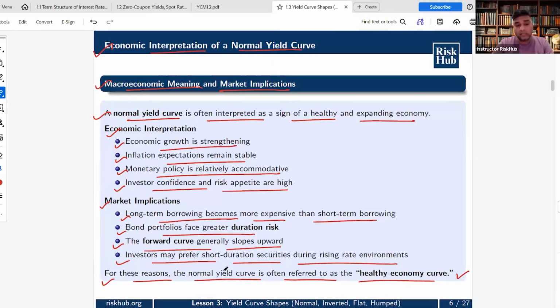So again, this is the loss exposure from holding long-duration bonds when yields rise. The forward curve is the curve of interest rates that applies to lending starting at a future date. Again, four macro readings of a normal curve are given here, along with market consequences, and a healthy economic curve is being discussed. The macro readings are growth strengthening, stable inflation expectations, accommodative policy, and high risk appetite. The market consequences are that long borrowing costs more than short borrowing, bond portfolios carry more duration risk, and the forward curve slopes up. Investors may shorten duration when rates are rising, right?